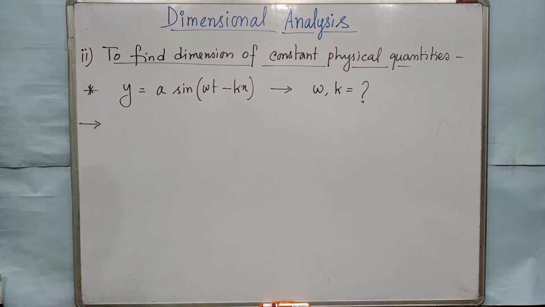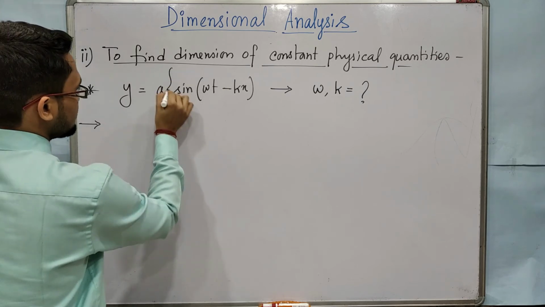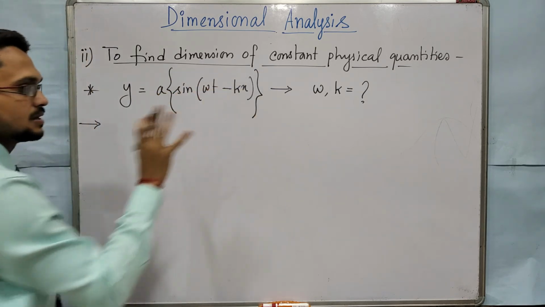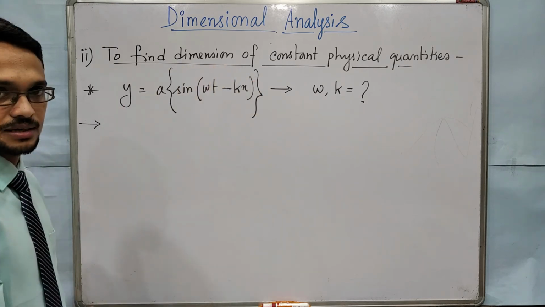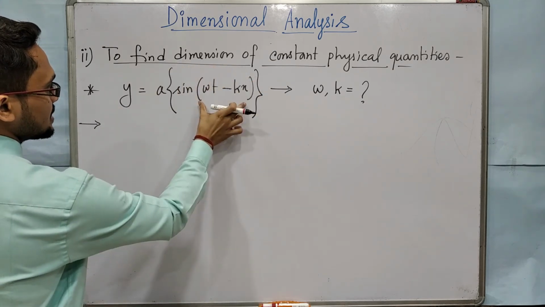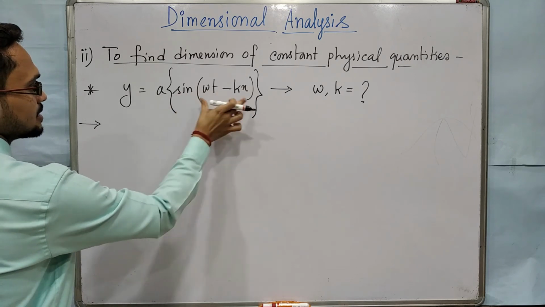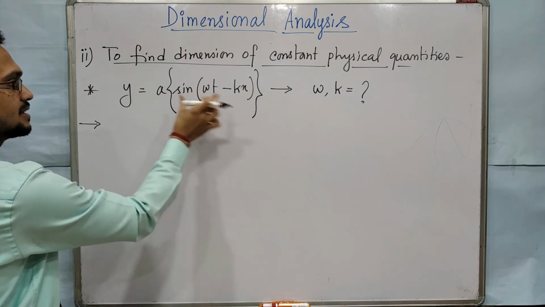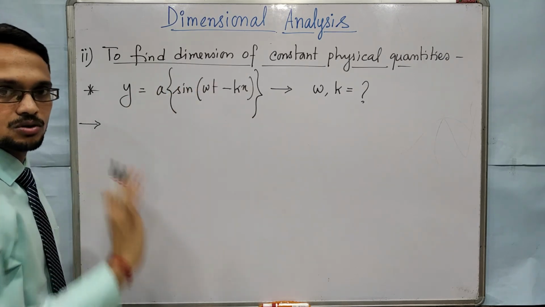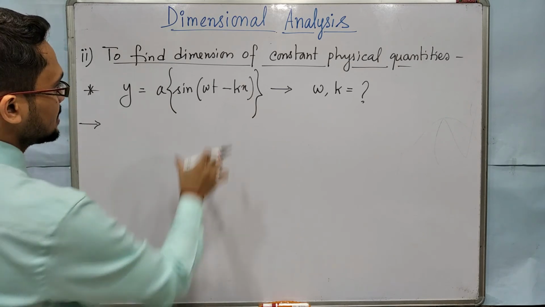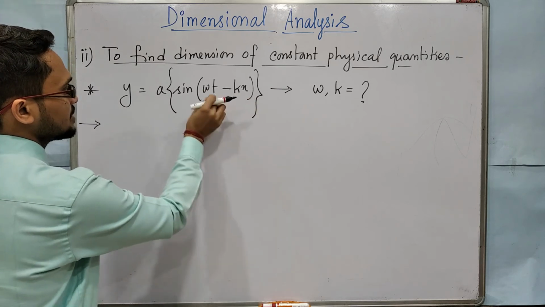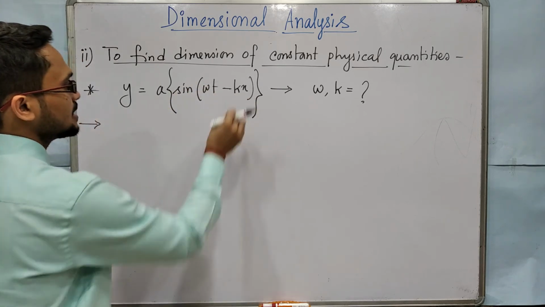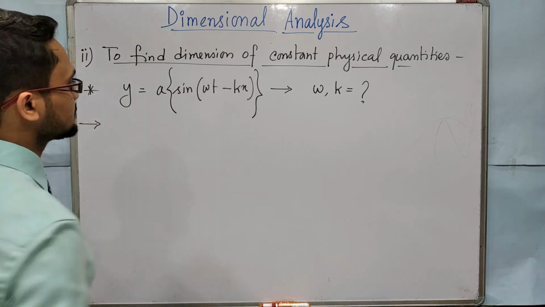Here you have to remember this sine part will have no dimension. That means this is the argument of sine, and this argument will have no dimension. No dimension means omega t also has no dimension, and kx also has no dimension.